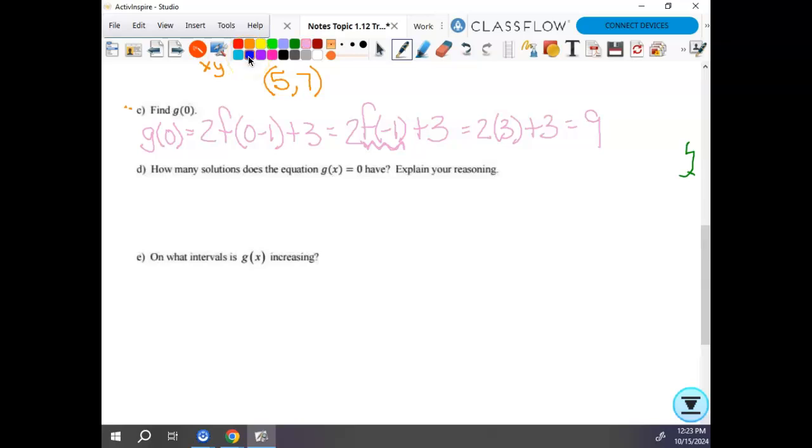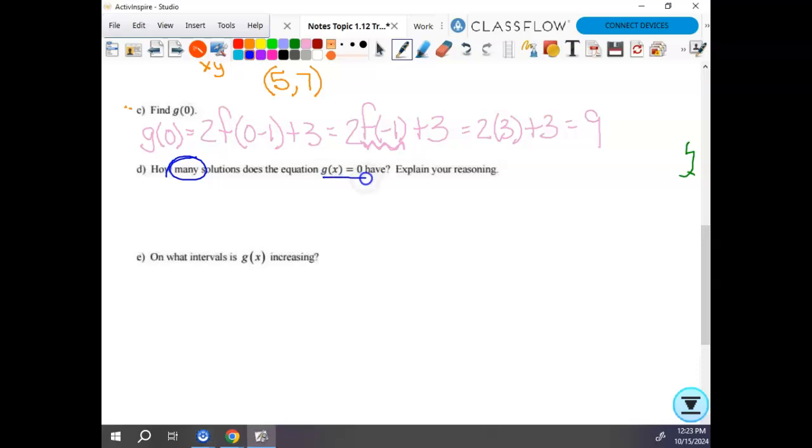All right, so then D says how many solutions, not necessarily what are they, but how many solutions does the equation g of x equals 0 have, and explain your reasoning. Now, sometimes explain your reasoning, your work is okay for that. There's going to be times where I ask you to explain your reasoning and it wouldn't necessarily be a free response question on the AP exam. When it is, that's when we get very specific about how we say it, because they're very specific about what they want. In this case, you wouldn't necessarily have to explain this one, and our work really is going to be kind of the explanation here.